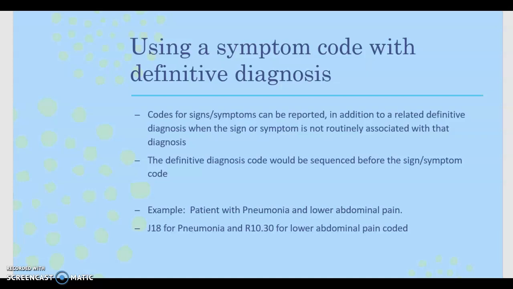This patient has pneumonia and lower abdominal pain. So in this example, abdominal pain has nothing to do with pneumonia, so we would code each. We would assign J18 for the pneumonia and R10.30 for the abdominal pain. Now, if this had been pneumonia with chest pain, well, your lungs are located in your chest, so it would not be uncommon for a person with pneumonia to have chest pain from the coughing and the infection. So we would not code the chest pain, but the abdominal pain is not part of pneumonia, and each would be coded separately.